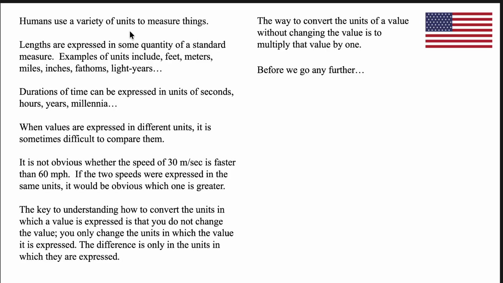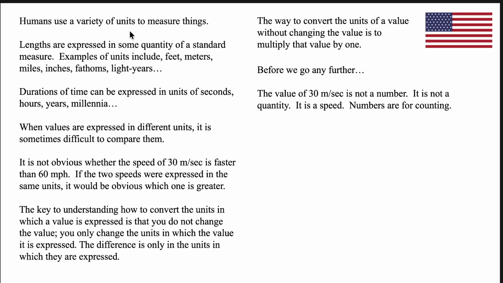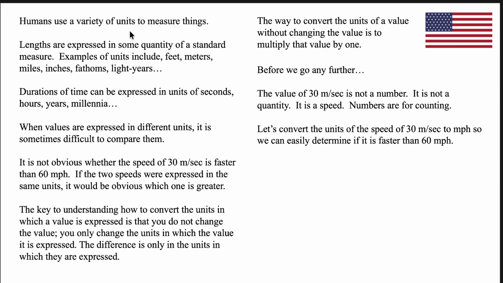So before we go any further, a speed is not a number. It's not a quantity of anything. It's a speed. Numbers are for counting. Speeds aren't numbers. So let's convert the units of the speed of 30 meters per second to miles per hour so then we can determine whether it's faster than 60 miles an hour. So we're not converting the speed. A lot of textbooks say convert the speed. You don't convert the speed. You convert the units in which the speed is expressed.